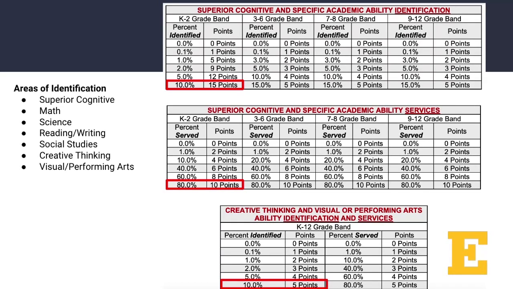And then it's a little bit different for creative thinking and visual or performing arts because that's a band from K to 12. And if we would have identified or serviced 80% of the identified, that would have been 5 points each. So it just gives you an example of where all those points come from to get to a maximum of 130.